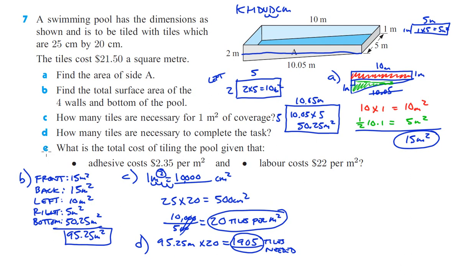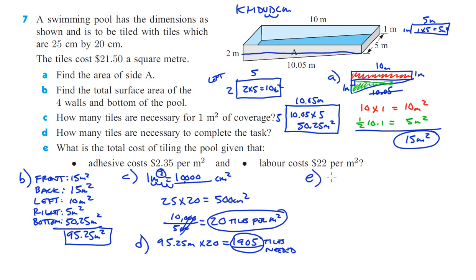And then E, what is the total cost of tiling the pool, given that adhesive costs $2.35 per square meter and labor costs $22 per square meter? Okay, and then the tiles cost $21.50 a square meter. So you know what? Let's just make this easy. Let's just add all 3 of these together, and that will give us the total cost for adhesive, labor, and the materials. Well, I guess adhesive is part of the materials, but that'll give us the total cost per square meter to tile it.